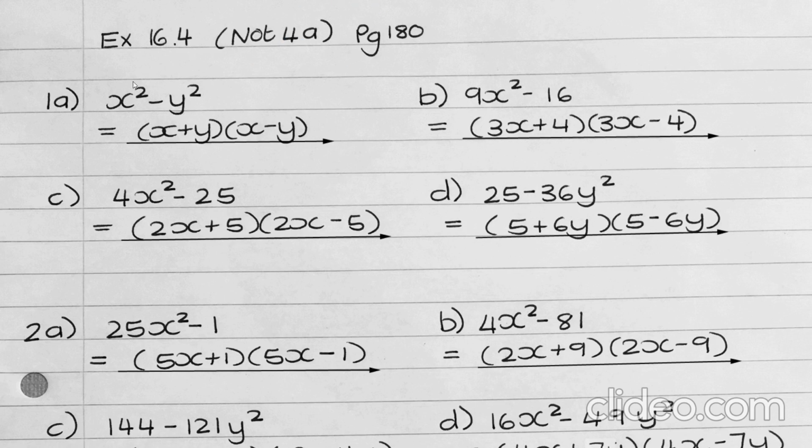Okay, so you need to be able to recognize DOTS by now. So DOTS meaning difference of two squares. So that's a perfect square there, x to the power of 2. That's a perfect square there, and there's the difference between the two, so you're subtracting.